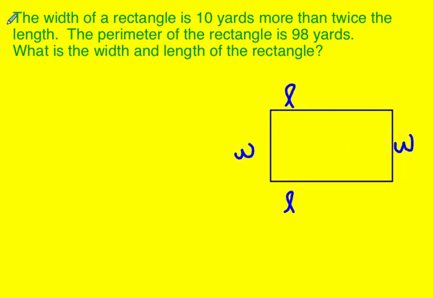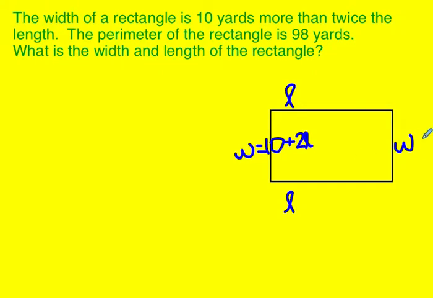But if we go to the wording this time, something a little different is happening. This time they're describing the width to us. So it says the width of the rectangle, so that's our W, equals 10 yards more than twice the length. So 10 more than means we're going to add, so plus. Twice means to multiply by 2, so 2 times L.